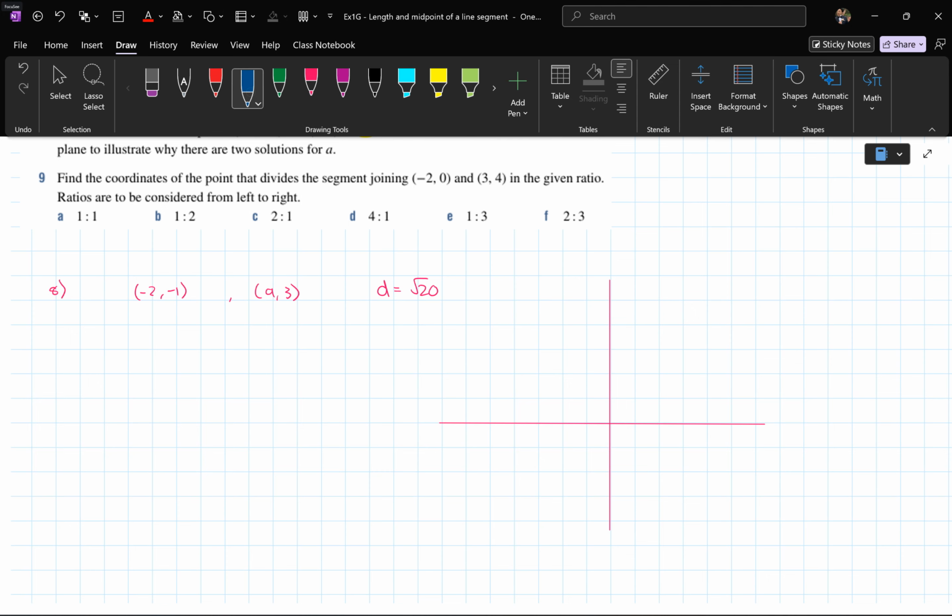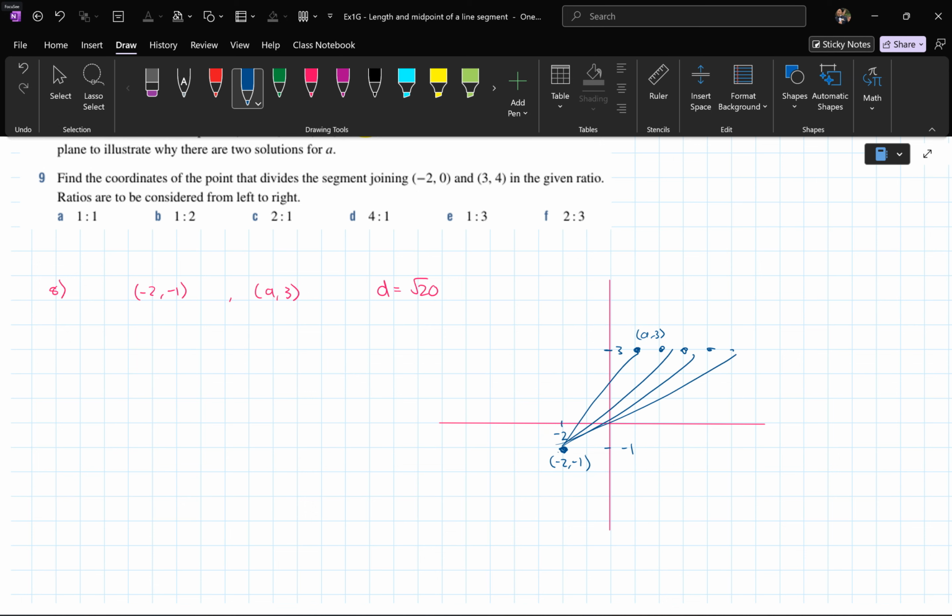So that's (-2, -1). You've got a point here, that's (-2, -1). And then you've got (A, 3). So we know the y value is 3, but A could be anywhere, so we don't know where A is. A could be here, or here, or here. All of these coordinates could be (A, 3). So it could be from here to here, from here to here.